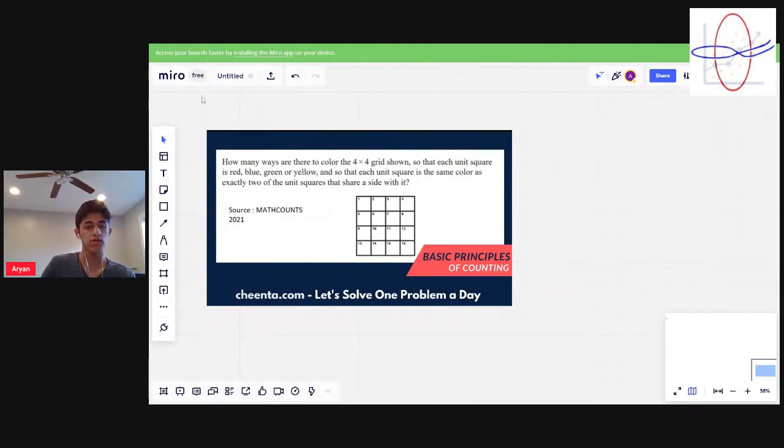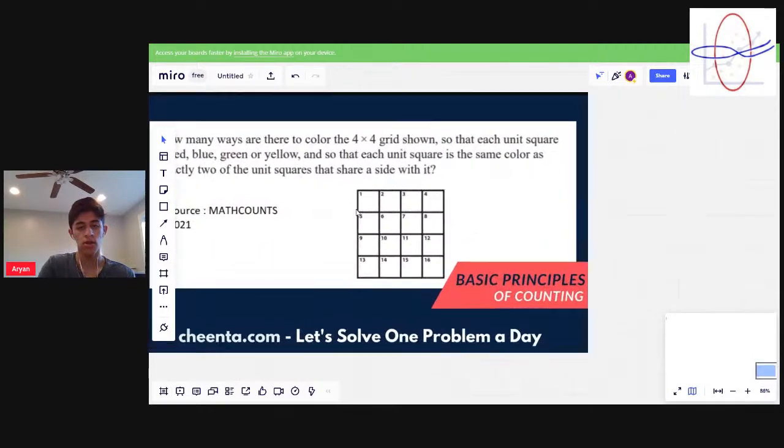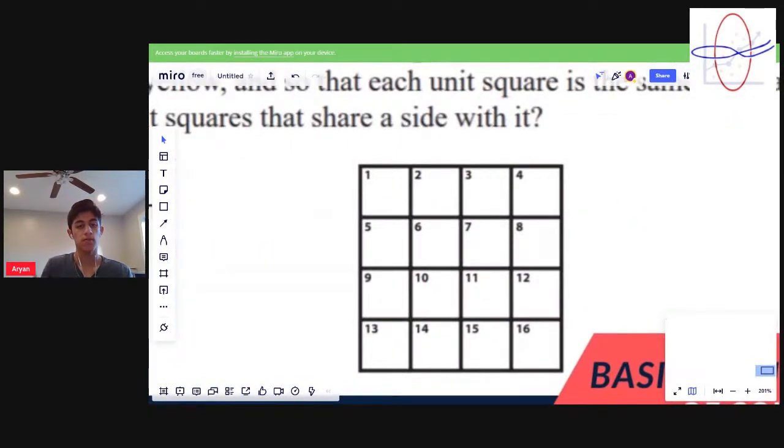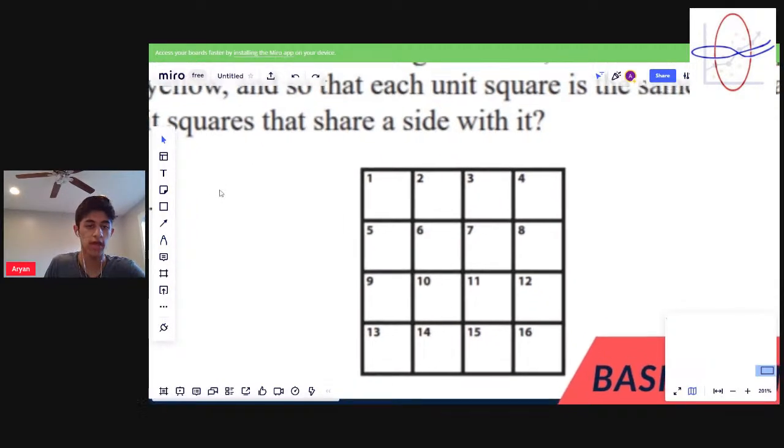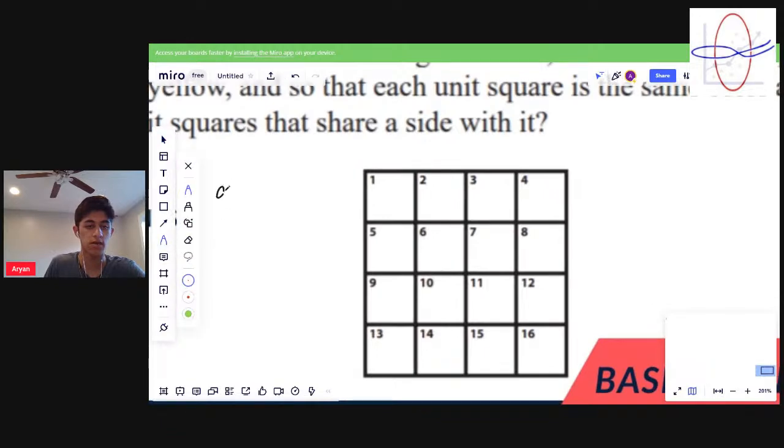Okay, so for a question like this, I like to start by just experimenting a little. So we have these four different colors, and just to be generic, let's say our four colors are A, B, C, and D.